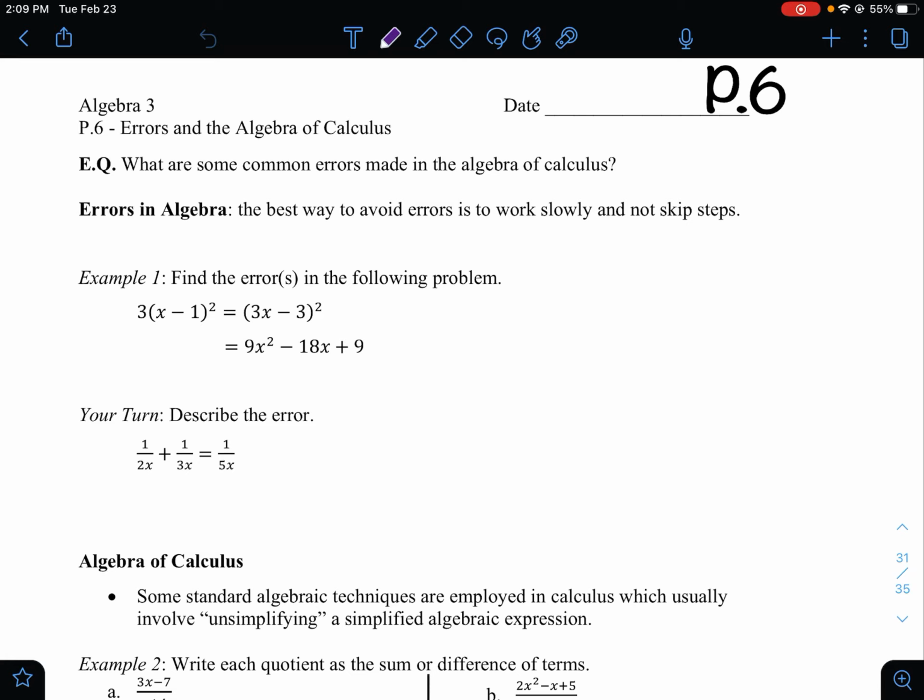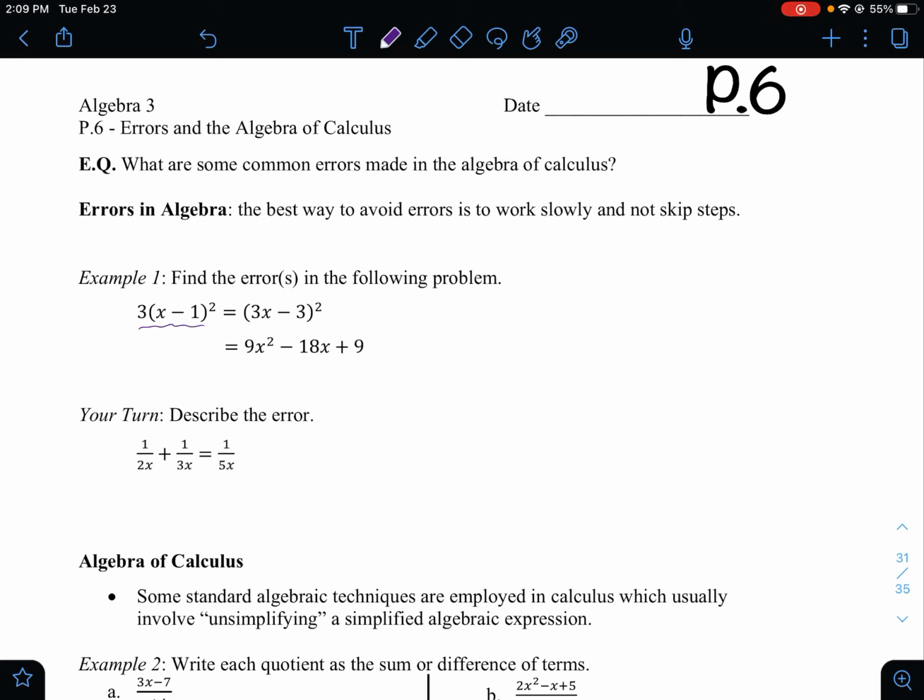So for our first example, it is just asking us to find the errors in this problem. The first step is here to the left. We look at it and we say, okay, it was 3 times the quantity x minus 1 squared. What they did, they distributed the 3 to the x minus 1, and then they took that binomial and they squared it. So we have to say, okay, what error did they make?